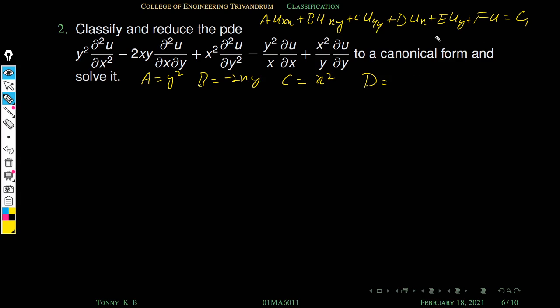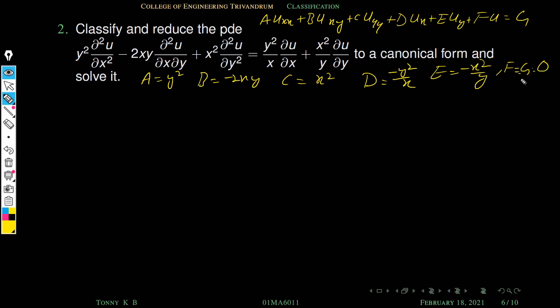So comparing with the standard form, what is D? Minus y square by x. Then E equals minus x square by y. And what about F and g? Yes, both are 0. There is no term containing u alone, and there is no term without u. So both are 0.